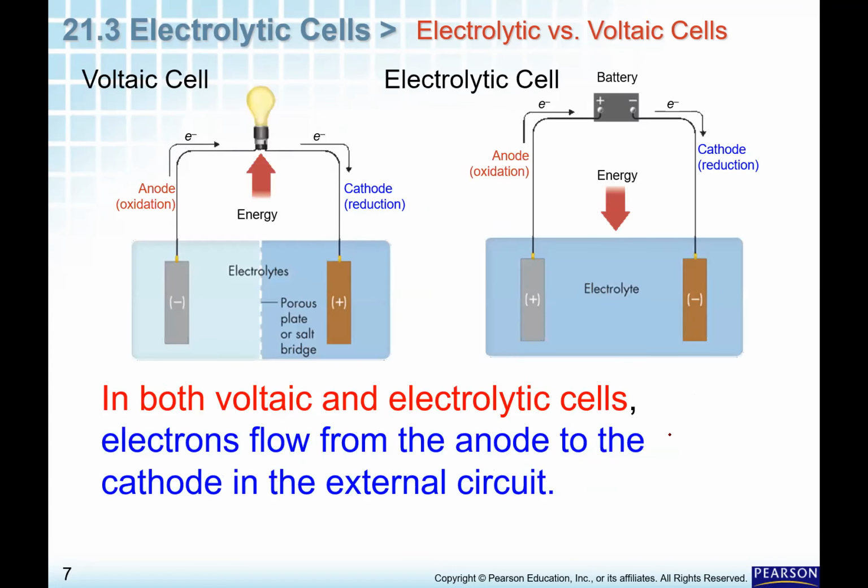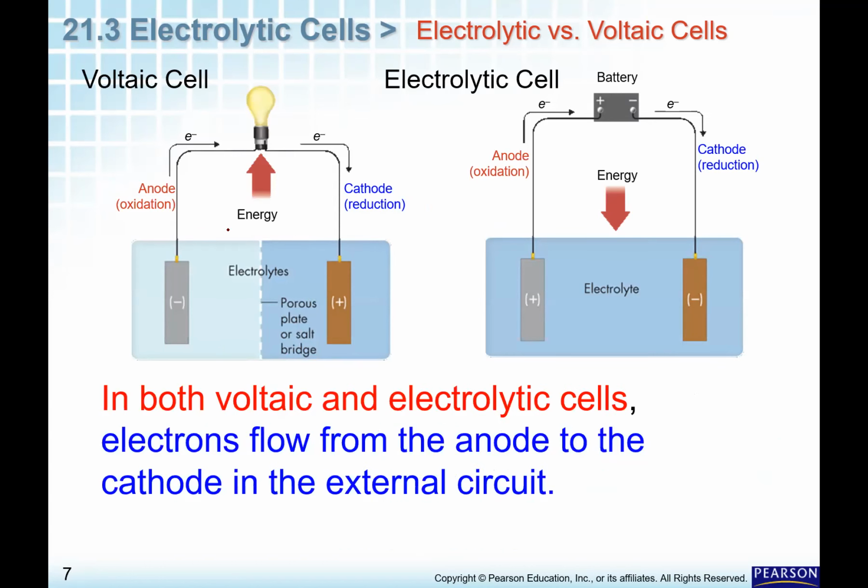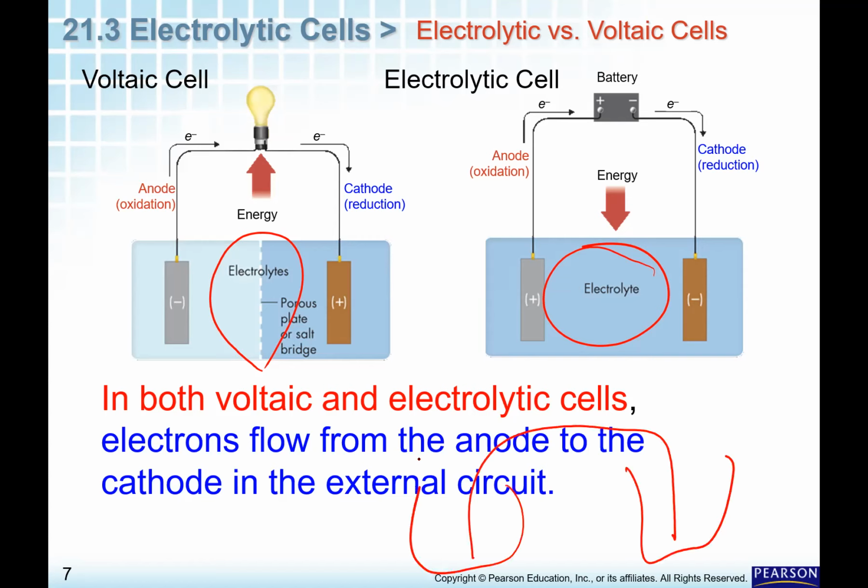Okay, here's a picture of both electrolytic and voltaic cell, and you can see the difference between the two. The first difference is having the salt bridge between the two compartments. Here, there's no need for salt bridge because the electrons are enforced to go through. In the case of the voltaic cell, we had the porous plate salt bridge, or the salt bridge that we have seen before, which looks like that.